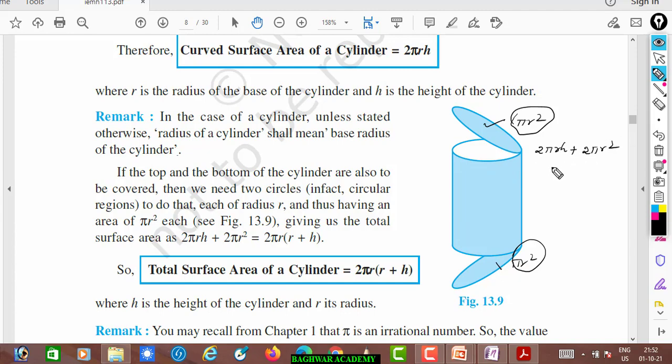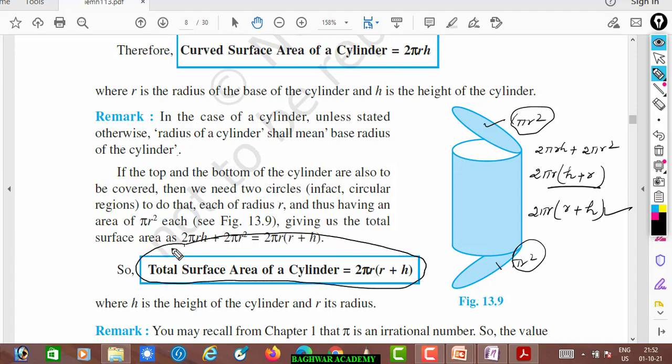Now you see you have a common 2 pi r. If you take 2 pi r common, you will get h plus r, or you can finally write 2 pi r, r plus h, or h plus r, whatever you wish. So your formula for the total surface area of a cylinder will be 2 pi r, r plus h.